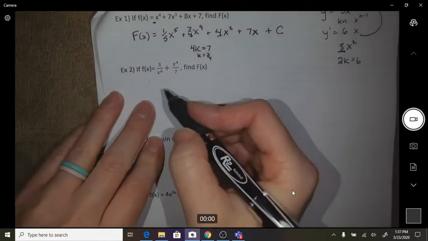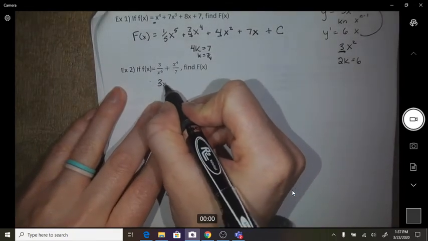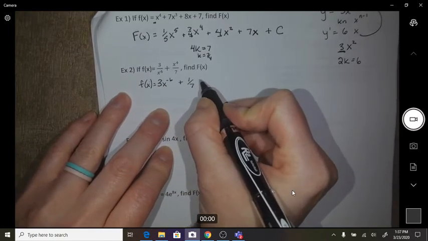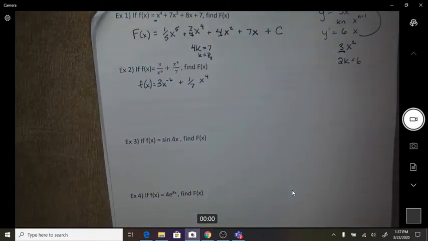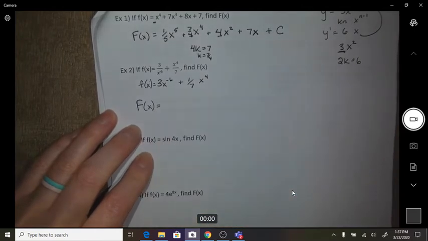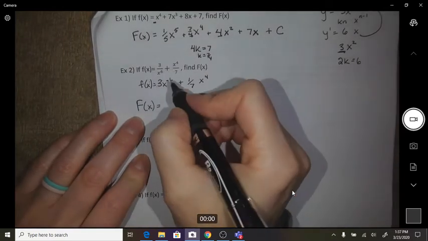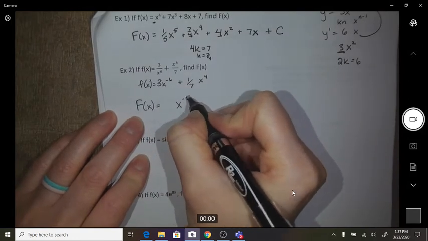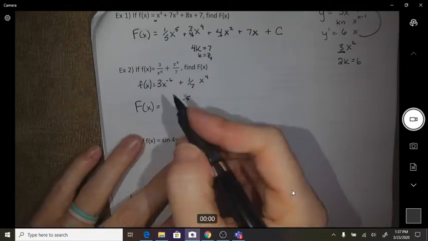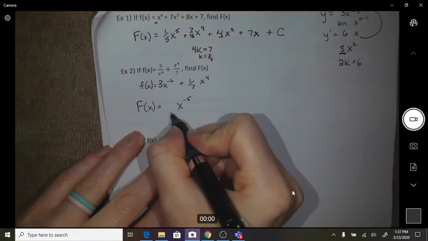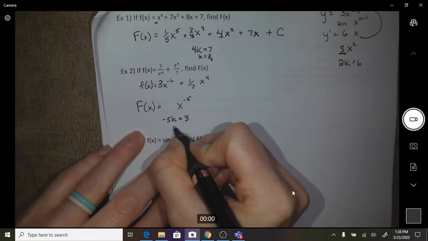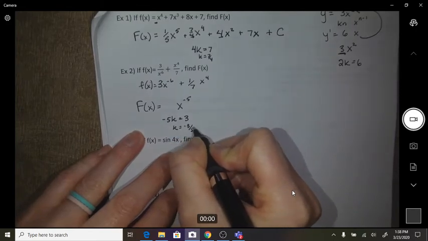Okay, number 2. I'm going to rewrite it. And then this I'm also going to rewrite as 1/7. So what is the antiderivative? What is the original? What did it start off with before I derived it? This would have had an x to the -5th, right? Because that's 1 higher. Now, what would I put here to multiply to 3? -5k would result in a 3, so k is -3/5.